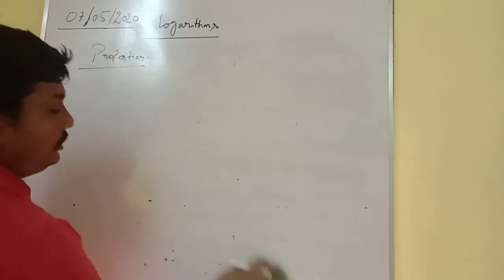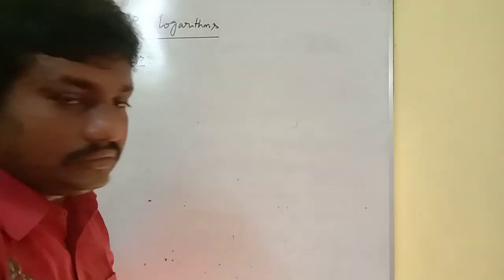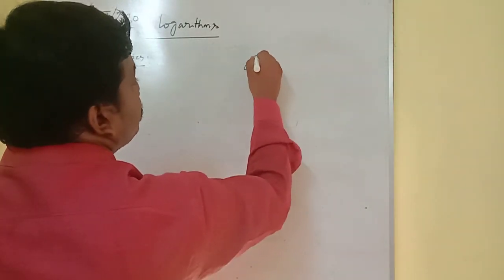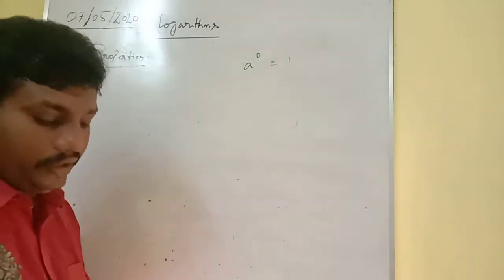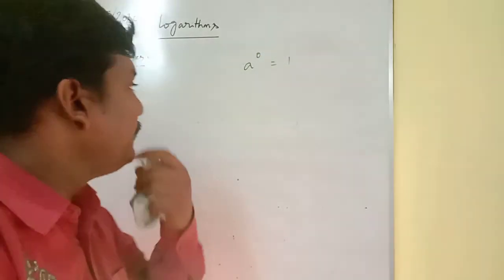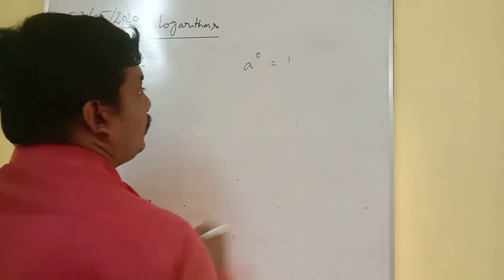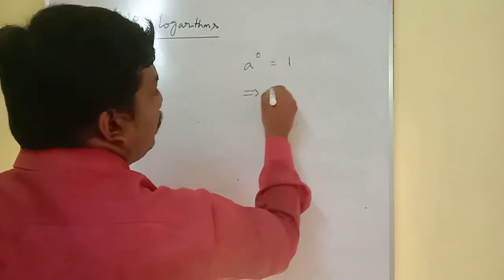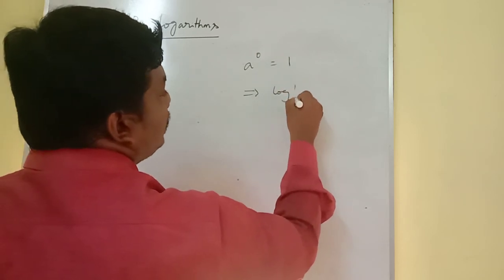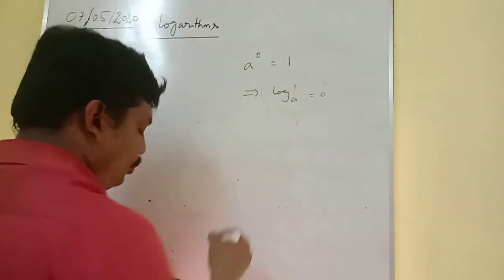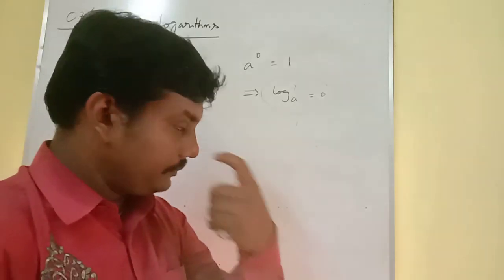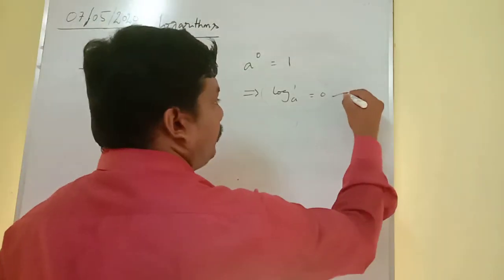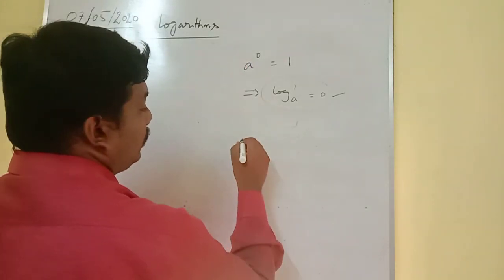These are the properties. If you know how to convert exponential form into logarithms, we have several formulas. For example, we know very well that a power 0 is equal to 1. So this implies log 1 to the base a is equal to 0. The logarithm of unity to any base is 0. This is also a very important formula.